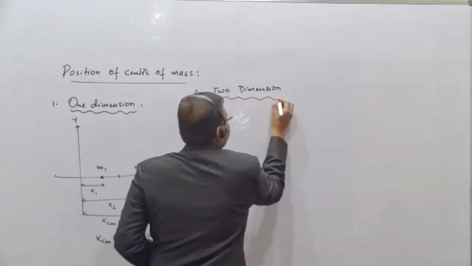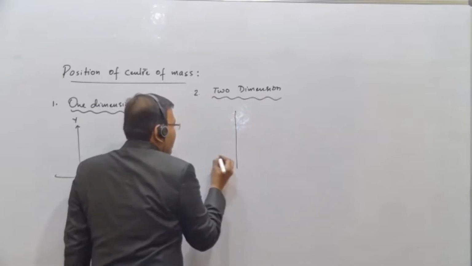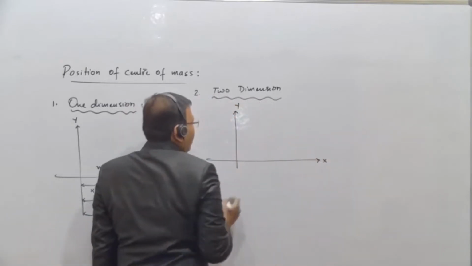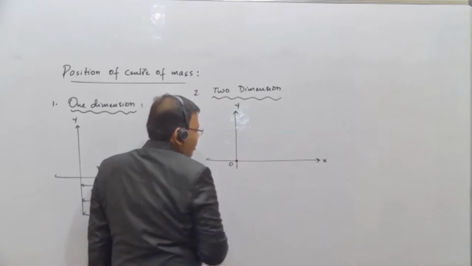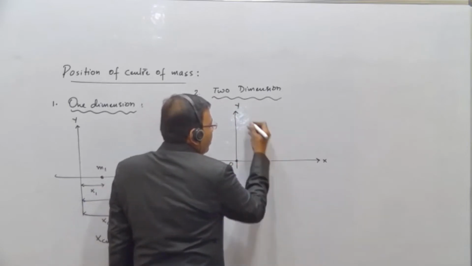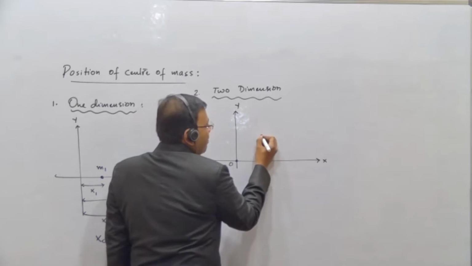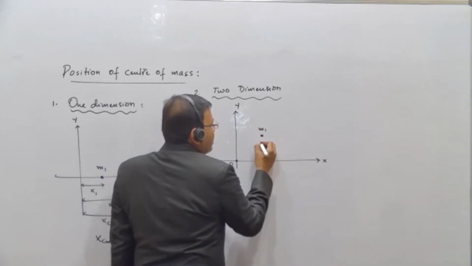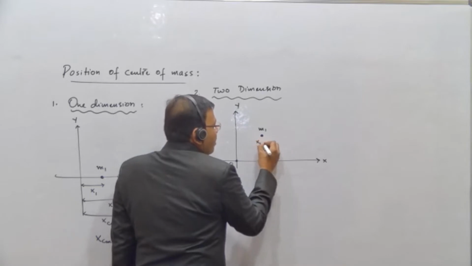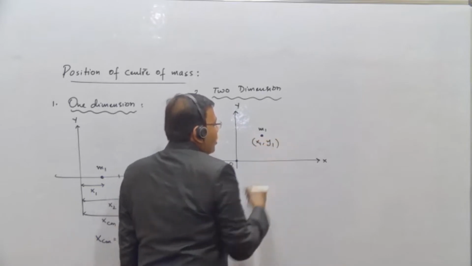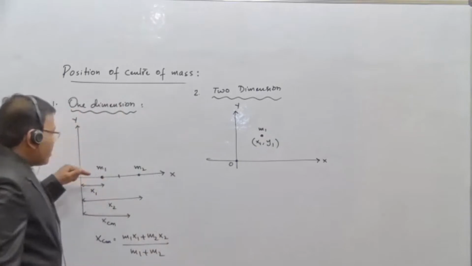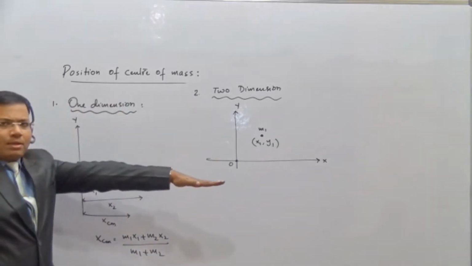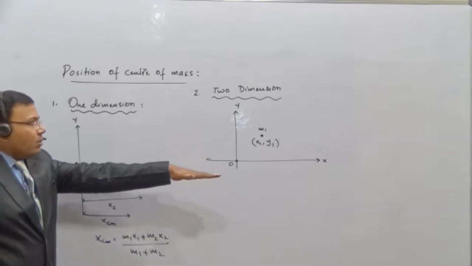Two dimensions. Now for this, I consider this is x-axis, this is y-axis, and this is the origin. I take here in the xy plane a particle of mass m1, and its coordinates are x1 comma y1. Try to understand. Before, I kept the particles on the x-axis, only a single line. That's why I was considering it as 1D, one dimension.